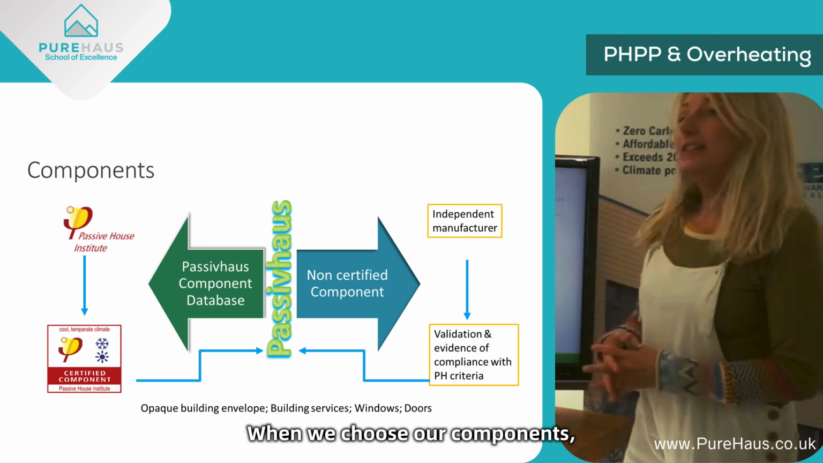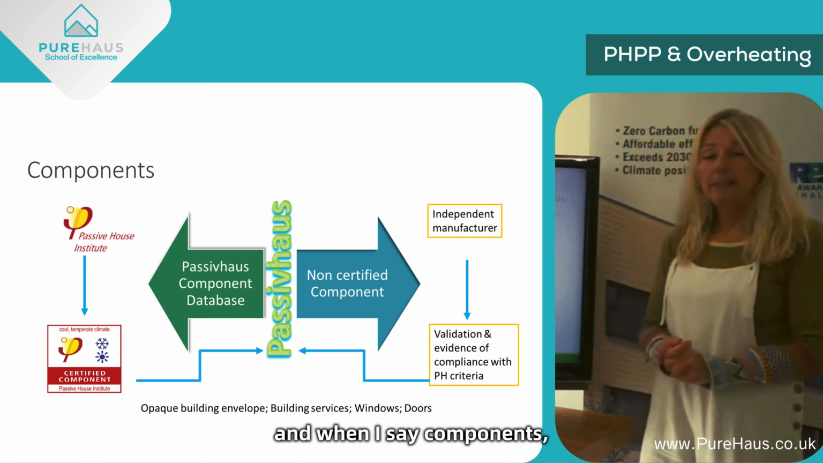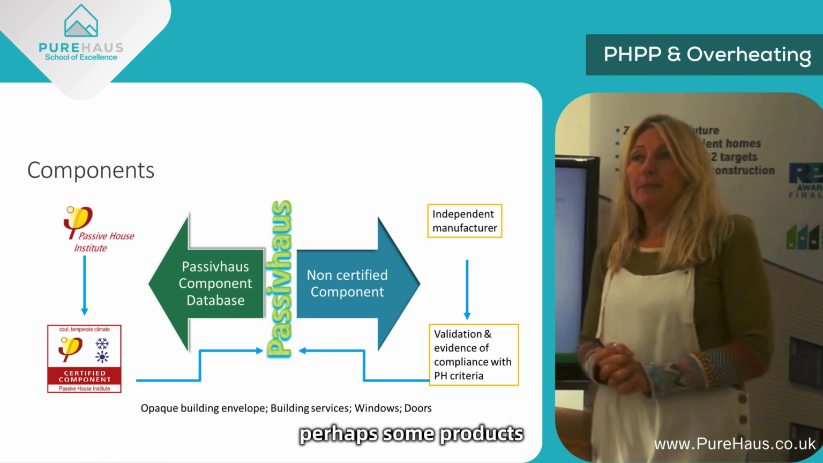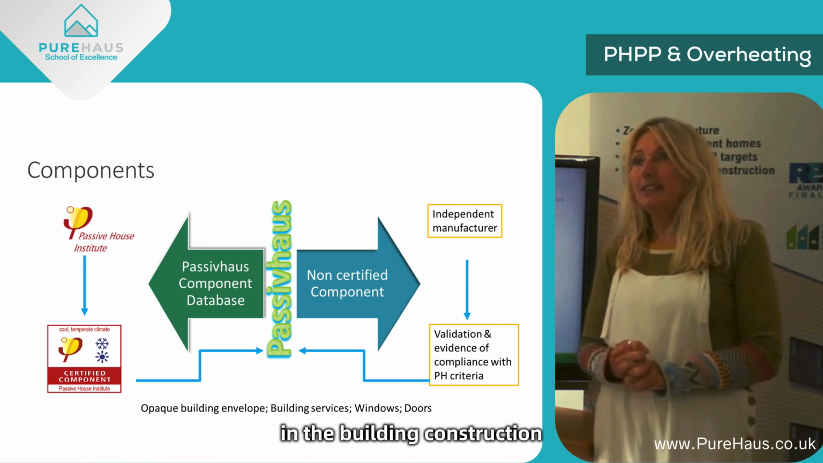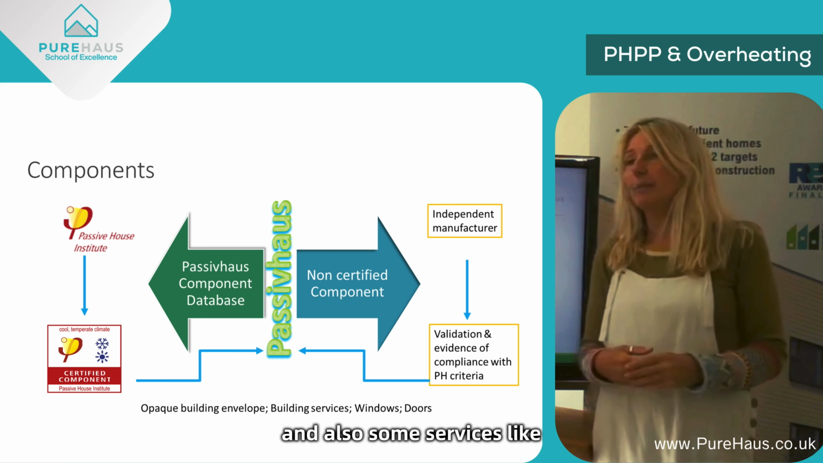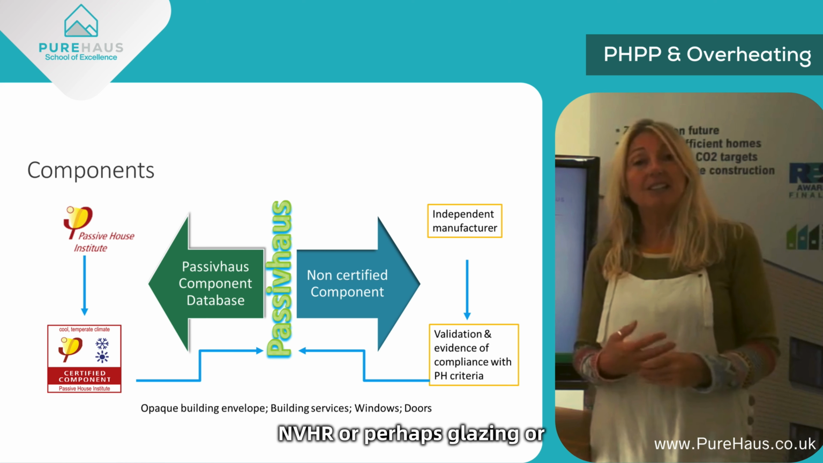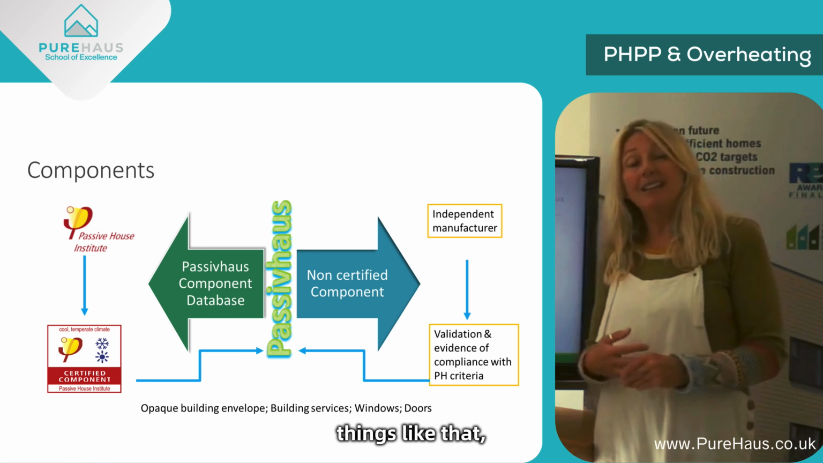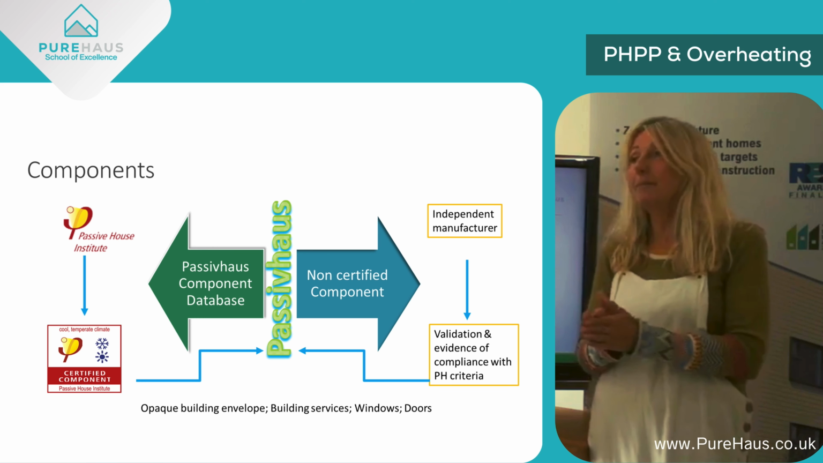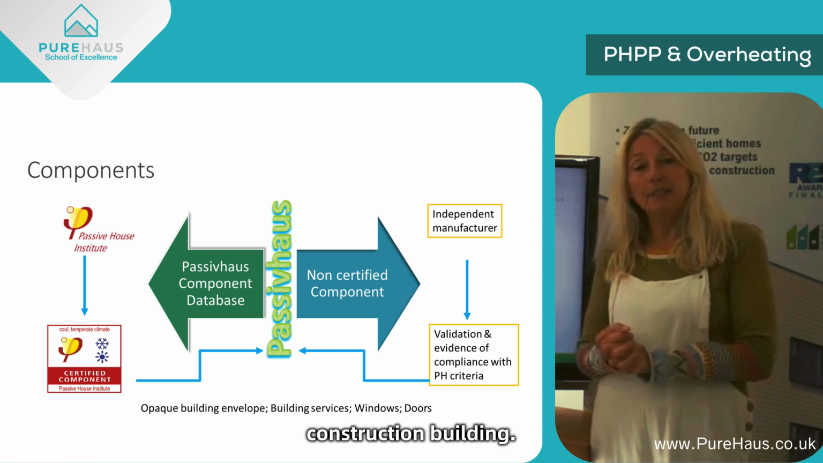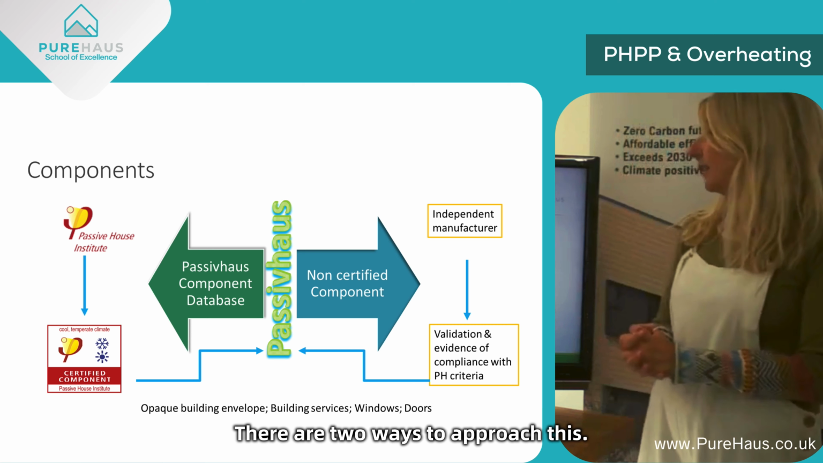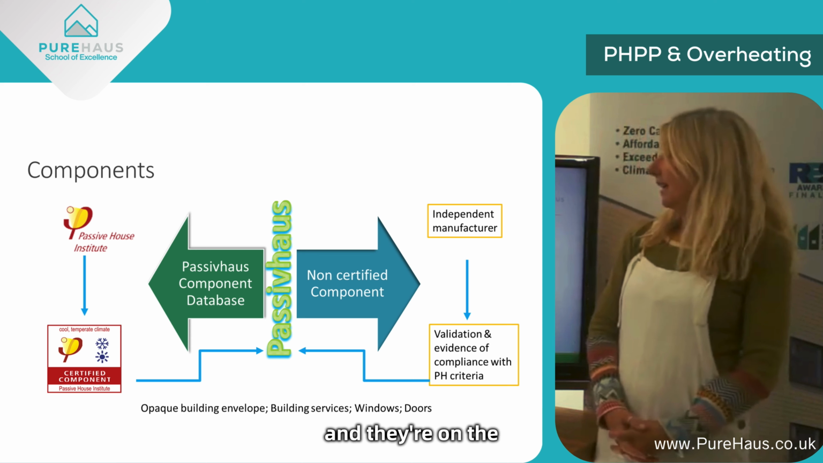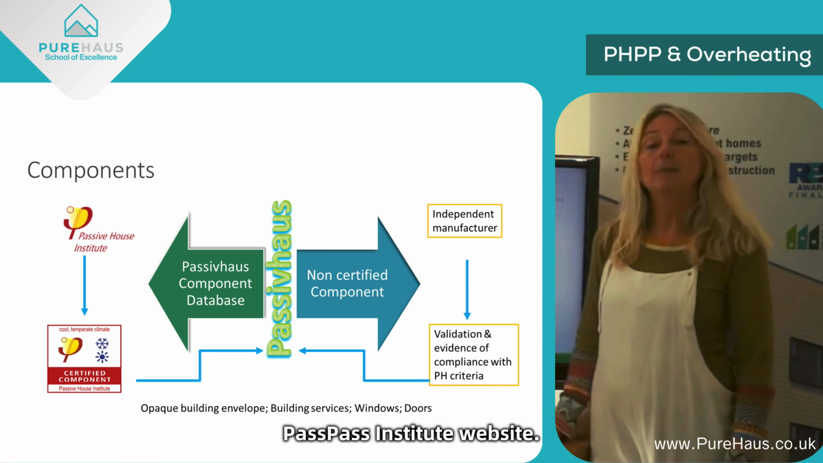And when we choose our components, and when I say components, I mean things like perhaps some products in the building construction, and also some services like MVHR, or perhaps glazing, or doors, things like that. Components that you purchase as an item that might go into the construction building. And there are two ways to approach this. There is a database of passive components, and they're on the Passive House Institute website.